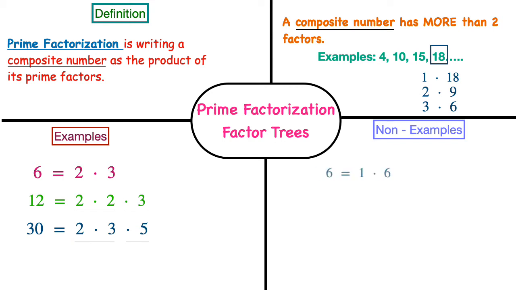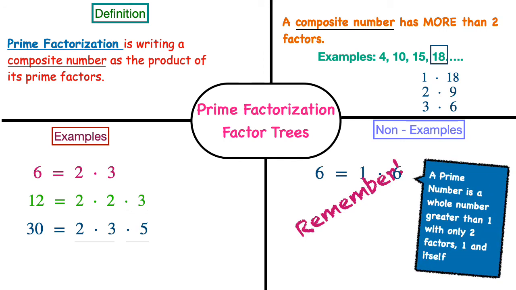I'm going to look at the number 6, and I've written 1 times 6. This is not the prime factorization of 6 because remember, both of those factors have to be prime numbers, and a prime number is a whole number greater than 1 with only 2 factors, 1 and itself. So the number 1 is not a prime number, and neither is 6. So this is not the prime factorization of 6.